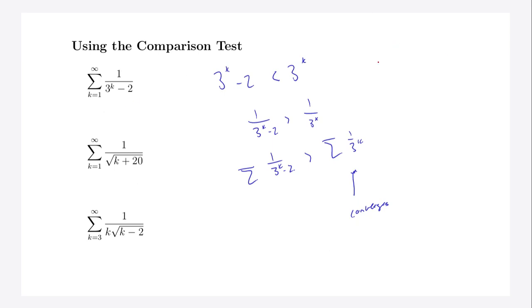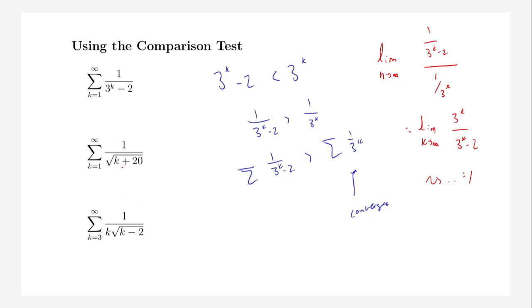So what you're going to look at is a limit as k goes to infinity of 1 over 3^k minus 2 over 1 over 3^k. This is really a limit as k goes to infinity of 3^k over 3^k minus 2. You can use L'Hopital's rule on this really easily. I'll let you fill in the gaps to show that this is 1. That means these two series act the same. Since this one converges, so does this one.